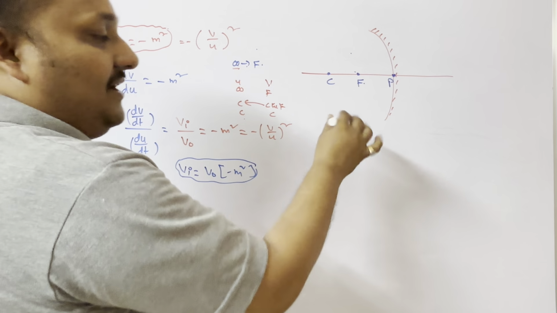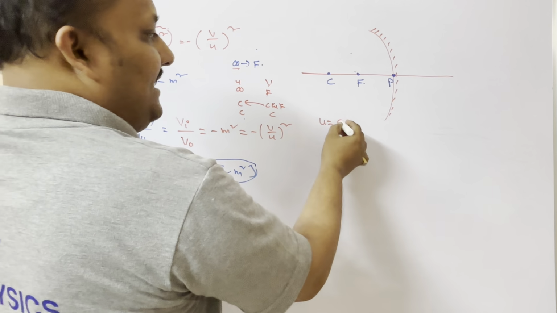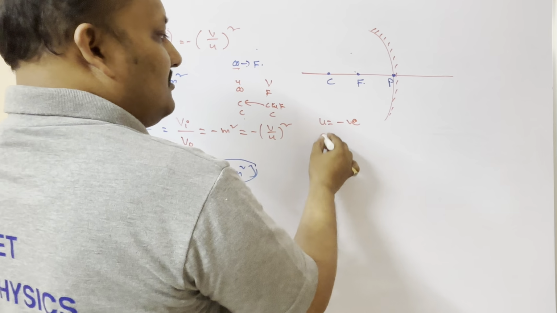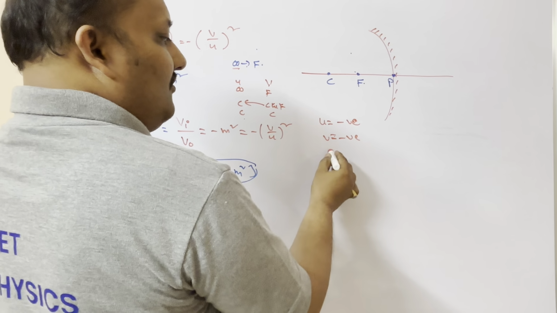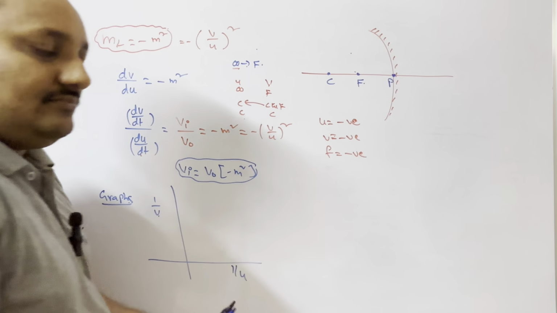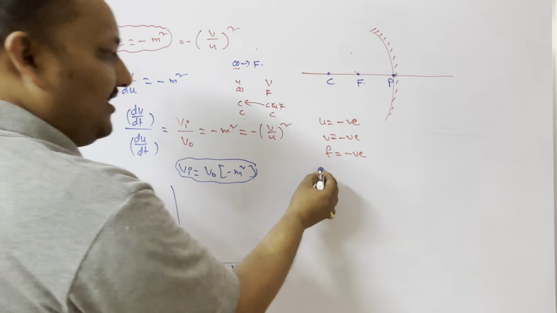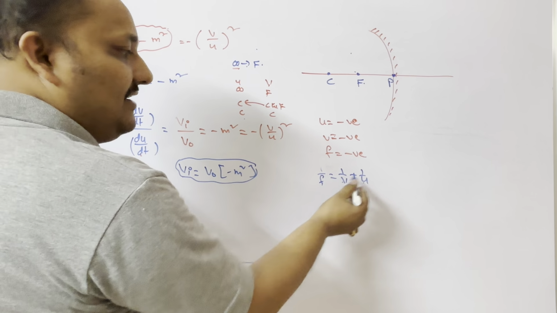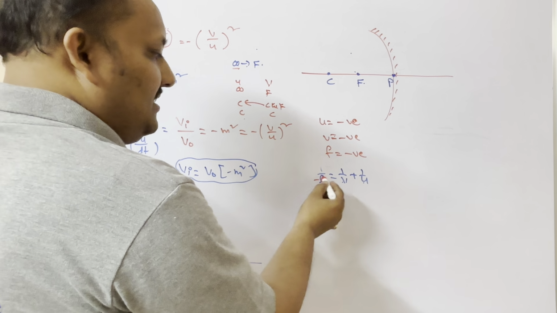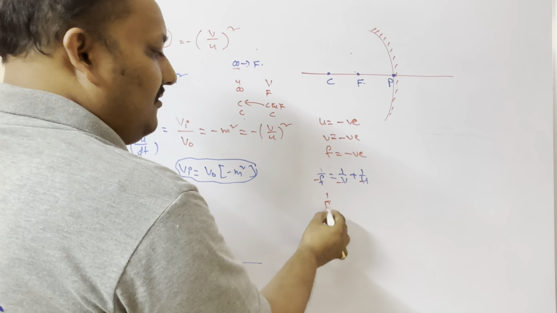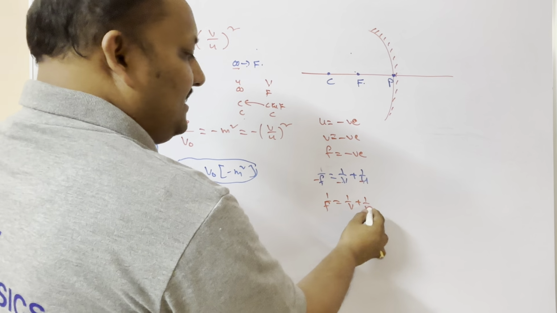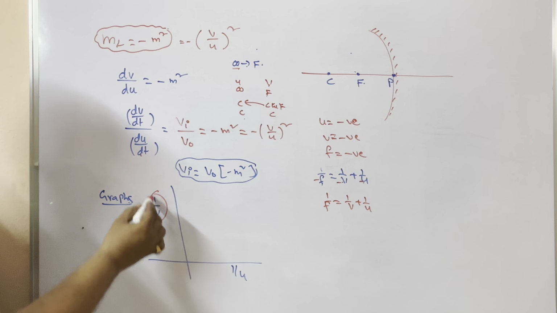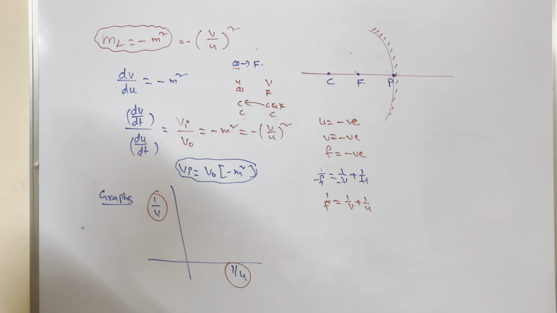So up to f, u we will take negative, v also negative, and focal length also negative. So all are negative, and according to the formula 1 by f equal to 1 by v plus 1 by u, the negatives will cancel, isn't it? Negative, negative, negative. Therefore 1 by f equal to 1 by v plus 1 by u. The graph is drawn between 1 by v and 1 by u. So what is the nature of the graph?